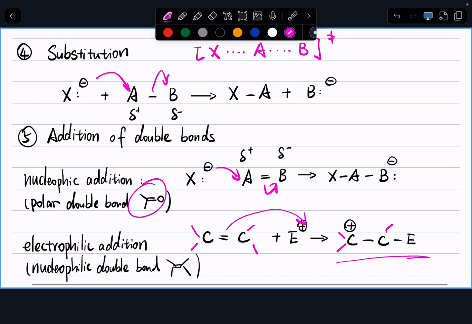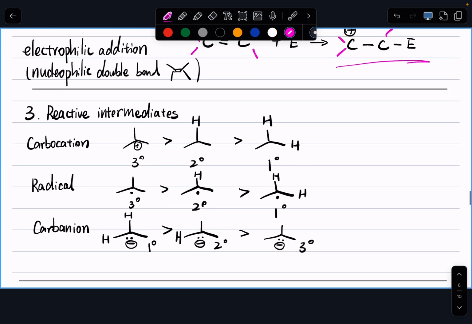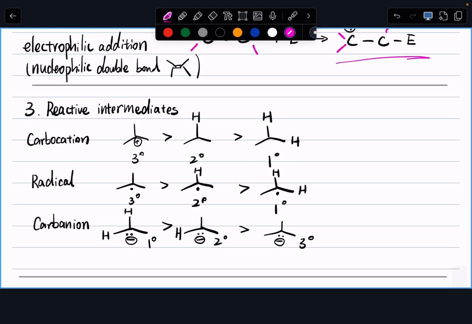All right. And then in this part, we have also discussed the relative stability of your reactive intermediates. So for carbocation and radical, the tertiary carbocation and radical are more stable. For carbanion, the tertiary is the least stable.